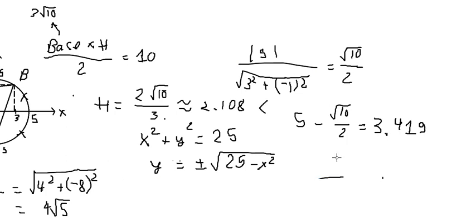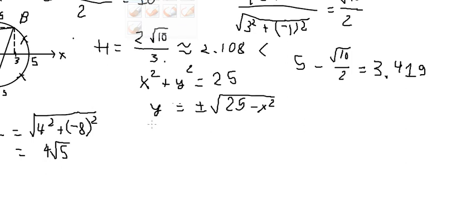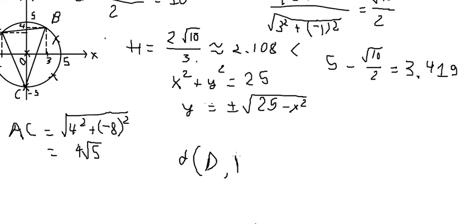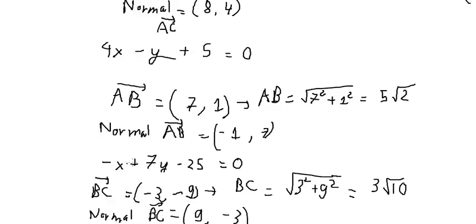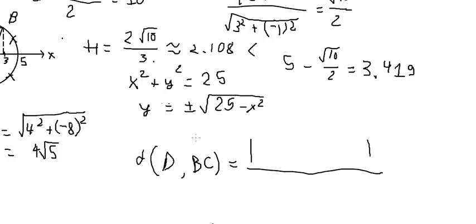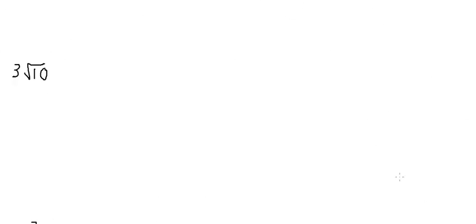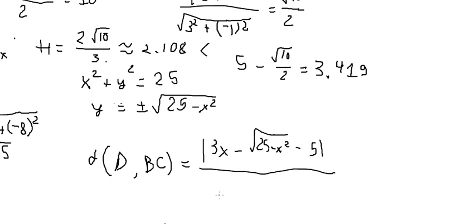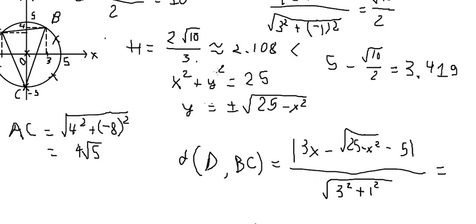We do the same technique. So we have D to BC. BC we have 3 and negative 1. So we have 3x minus the square root of 25 minus x squared, and we have negative 5, over the square root of 3 squared plus 1 squared. And that's equal to the height of this one we need to find here.